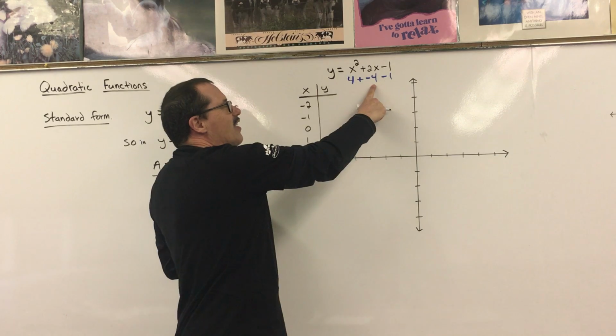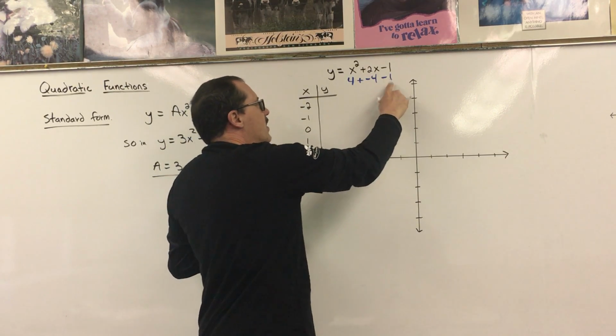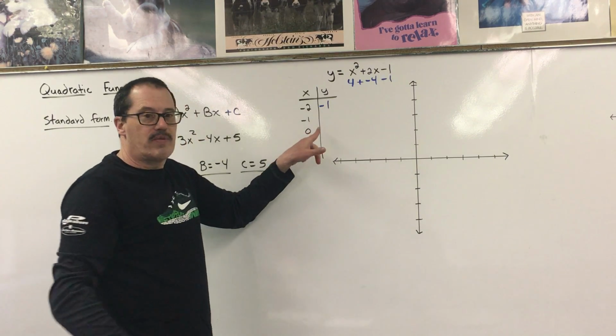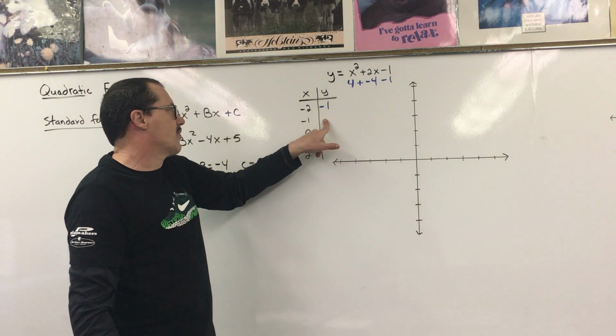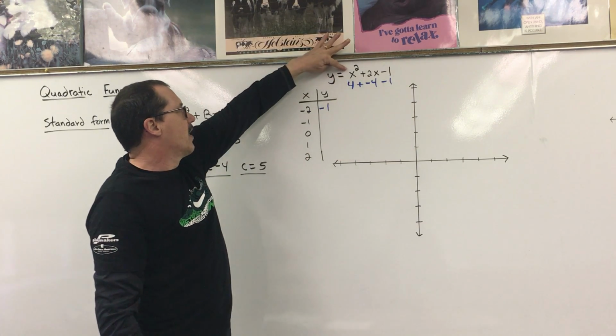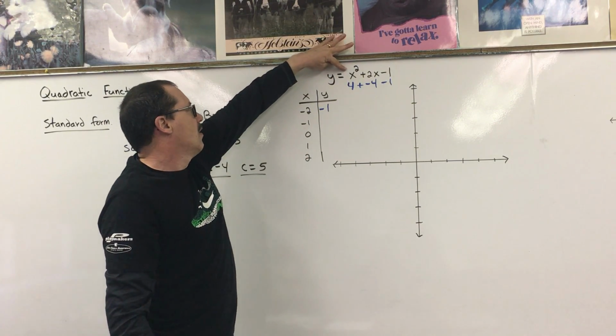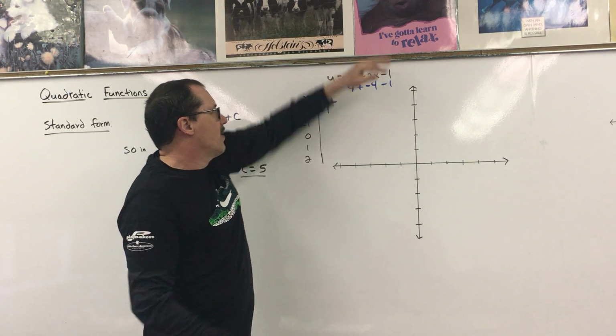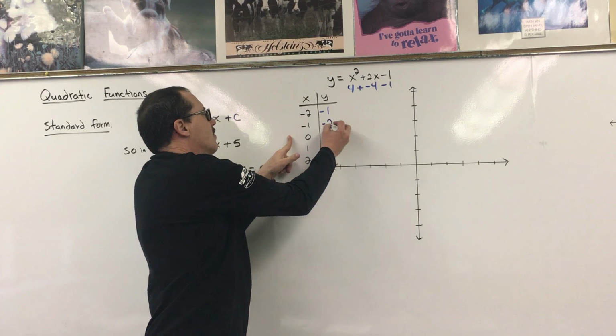Okay, so 4 plus negative 4 is 0, minus 1 is negative 1. And so a negative 1 would go here. I'm going to do the rest of these as mental math, but it's up to you whether you want to write them down or do mental math. Negative 1 squared is 1. 1 plus negative 2 is negative 1. Negative 1 minus 1 would give us negative 2.